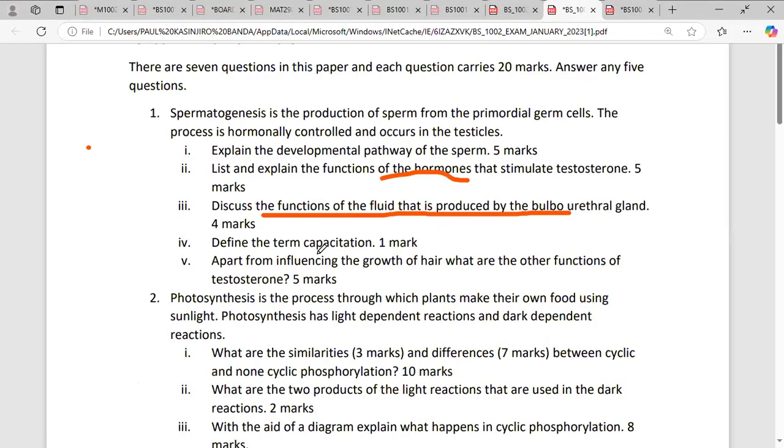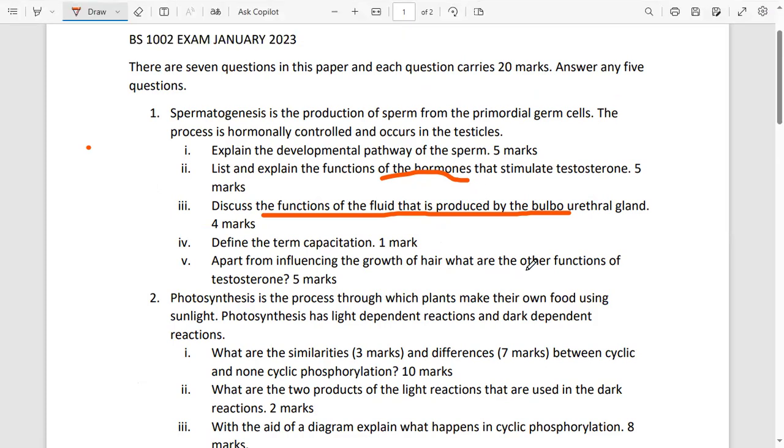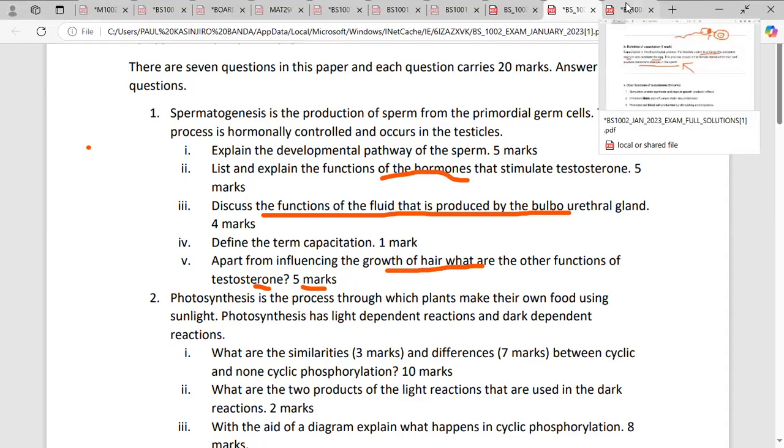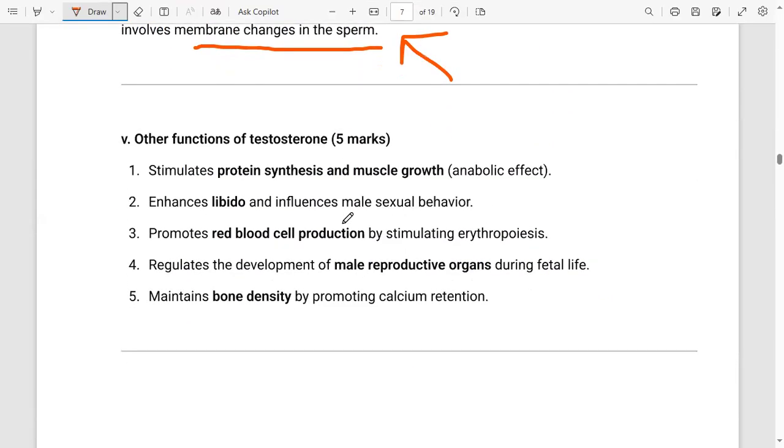And then the other question there is: apart from influencing the growth of hair, what are the other functions of testosterone? They have put 5 marks here, so you have to list about 5 other functions of testosterone. Apart from the growth of the hair, like the beards and the pubic hair, what are other functions of testosterone? I remember I mentioned some, like deepening of the voice. Let's see what I wrote here.